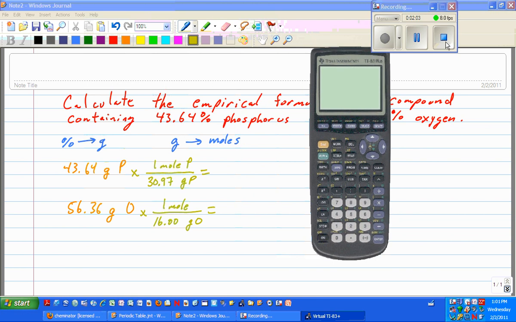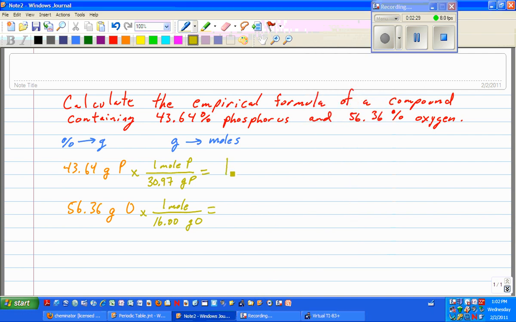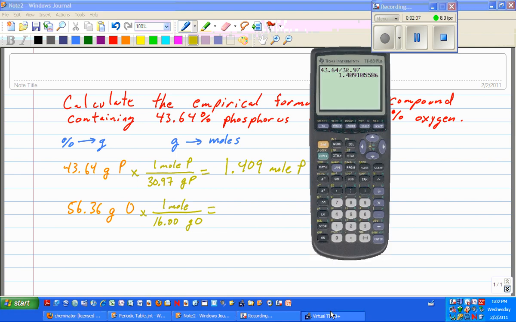And what we'll do is take 43.64 divided by 30.97, and we get 1.409. We've got to watch our sig figs here. 1.409 moles of phosphorus.